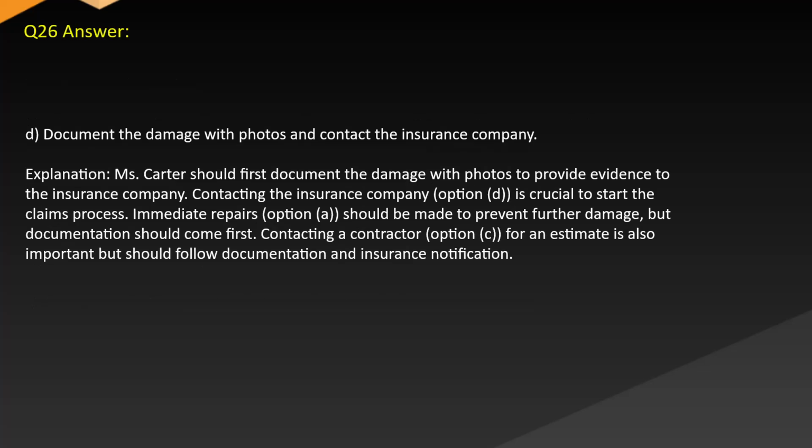Answer. D. Document the damage with photos and contact the insurance company. Explanation. Ms. Carter should first document the damage with photos to provide evidence to the insurance company. Contacting the insurance company, option D, is crucial to start the claims process. Immediate repairs, option A, should be made to prevent further damage, but documentation should come first. Contacting a contractor, option C, for an estimate is also important but should follow documentation and insurance notification.